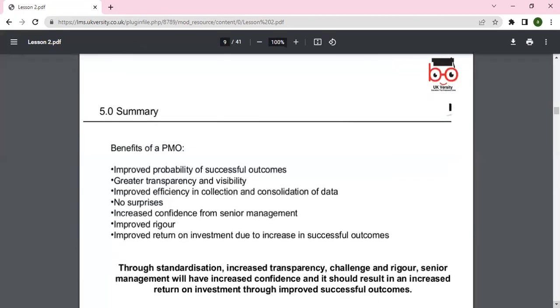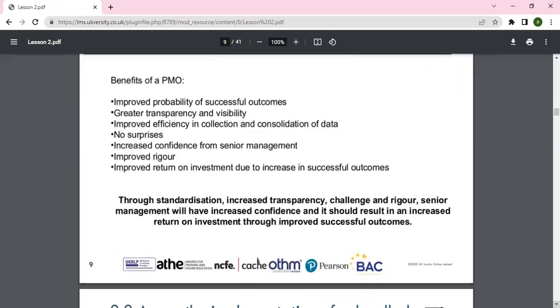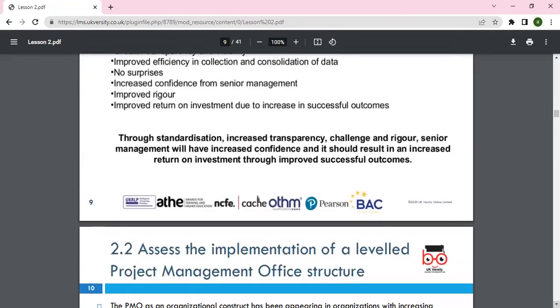Benefits: improved probability of success, greater transparency. Be transparent in what you do, and always listen to the voices. You have a voice box for your employees. Increase the confidence of senior management. So the PMO office should do these: standardize, increase transparency, challenge and progress, and look at return on investment.